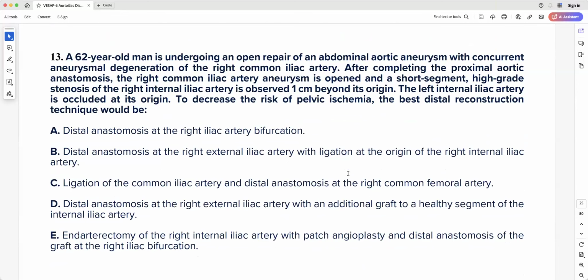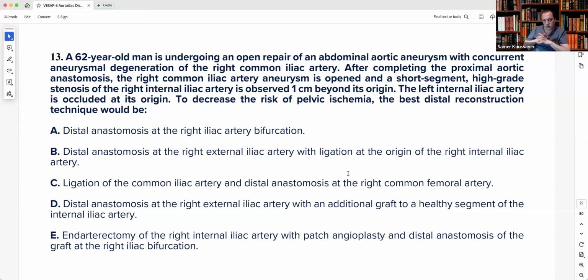A 62-year-old man is undergoing an open repair of an abdominal aortic aneurysm with concurrent aneurysmal degeneration of the right common iliac artery. After completing the proximal aortic anastomosis, the right common iliac artery aneurysm is opened, and a short segment high-grade stenosis of the right internal iliac artery is observed 1 centimeter beyond its origin. The left internal iliac artery is occluded at its origin. To decrease the risk of pelvic ischemia, the best distal reconstruction technique would be?